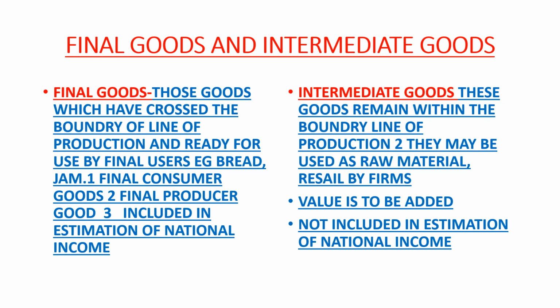Similarly, if firm buys say shirts from wholesaler, then it is an intermediate product because value is still to be added. When the firm sells this shirt to final consumer, then it becomes final product. So value is added when this firm sells this shirt to consumer. Now these intermediate products are not included in the estimation of national income.